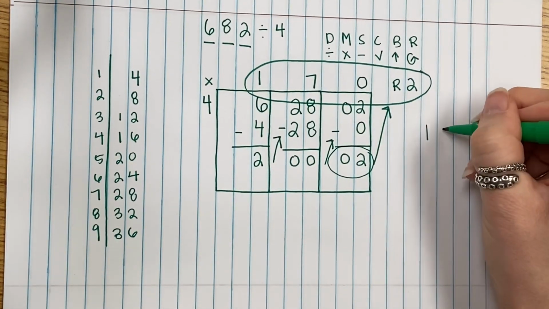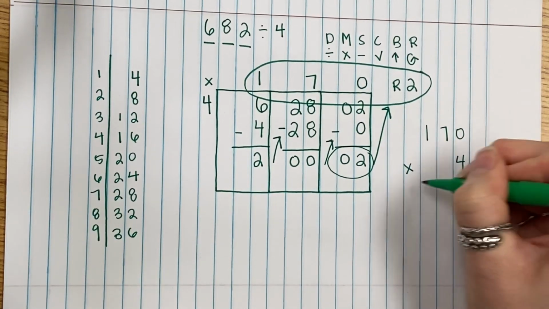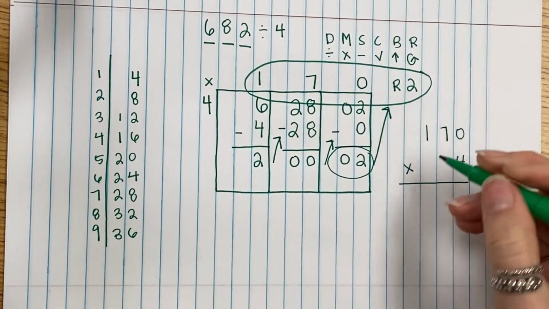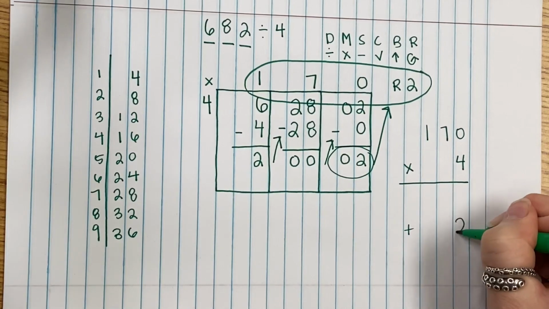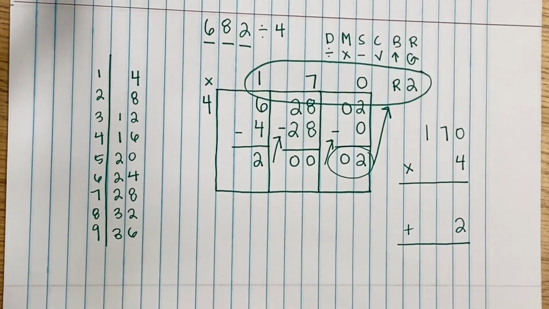I can check my work by doing 170 times 4, finding that product and then adding my remainder after I find that product. And I should get a total of 682.